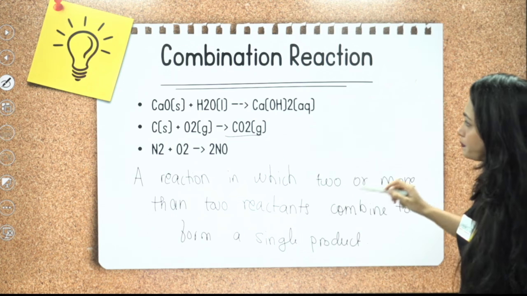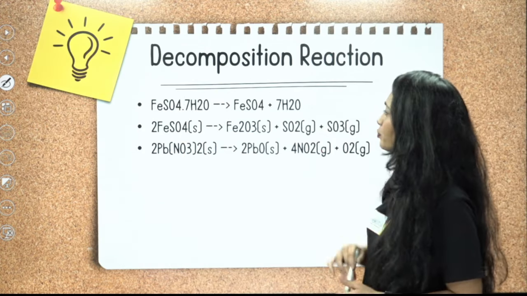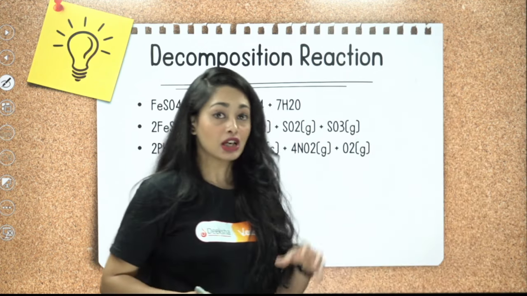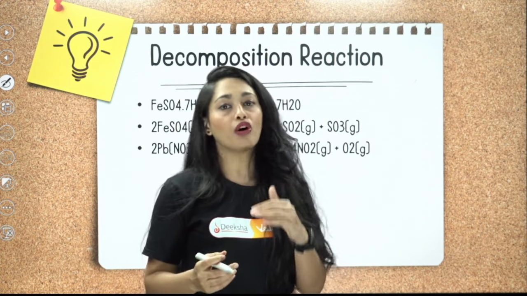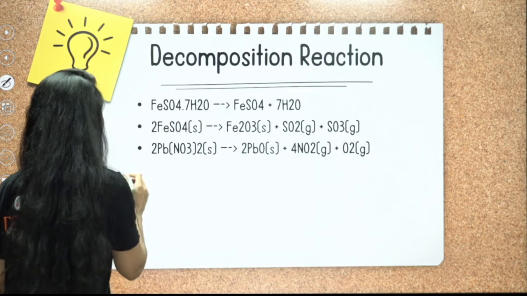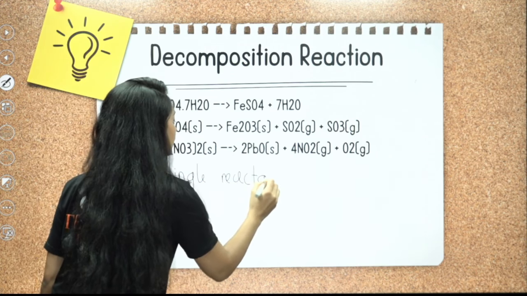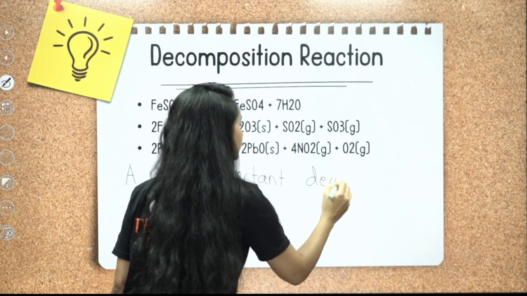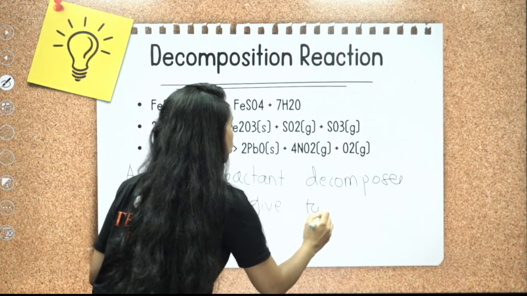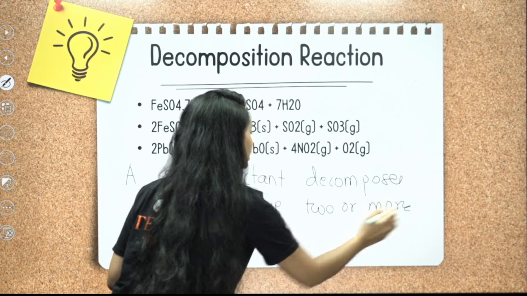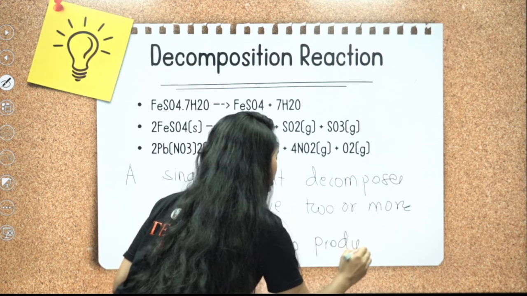So let's move forward now. Next one is the opposite of combination reaction, that is decomposition reaction. In case of decomposition reaction, a single reactant breaks down or decomposes to give two or more products. That is nothing but decomposition reaction. A single reactant decomposes to give two or more than two products.